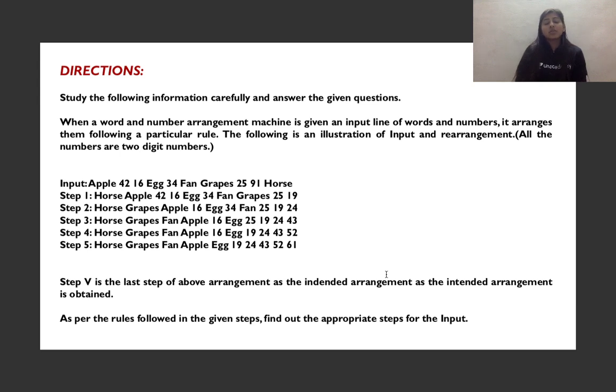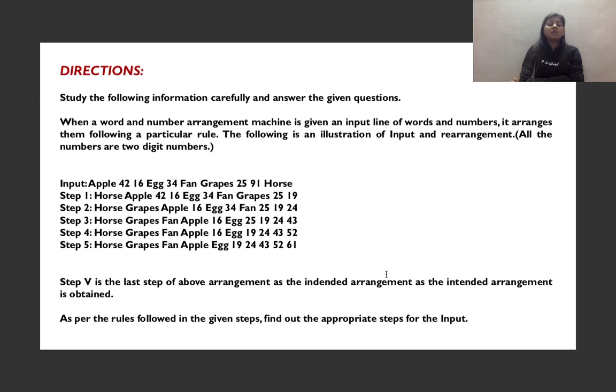So I see that all the words have been arranged first and then all the numbers. If you look at the numbers, they are arranged in ascending order. But if you look more closely, the numbers have actually been reversed. 42 became 24, 16 became 61, 34 became 43, 25 became 52 and 91 became 19. So first they have been reversed and then arranged in order.